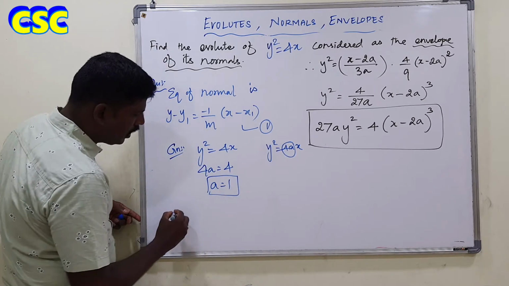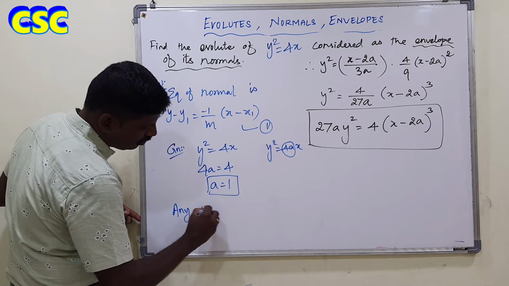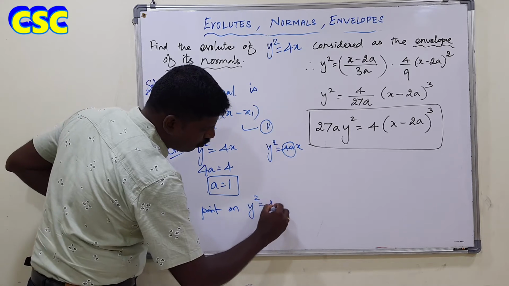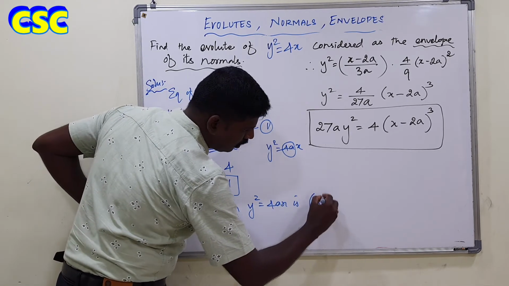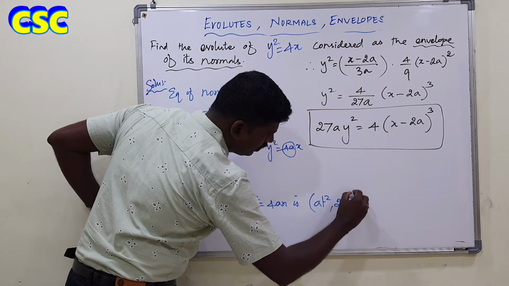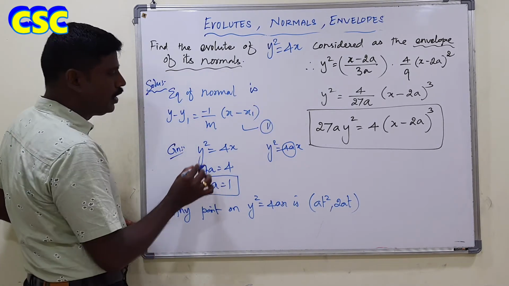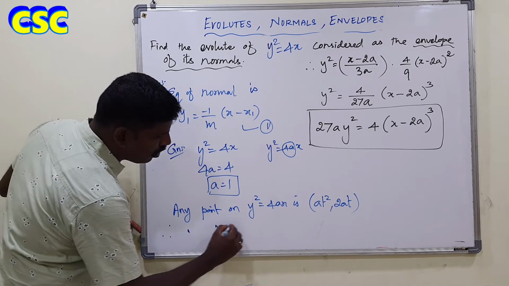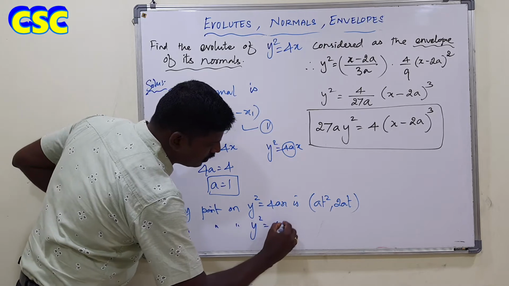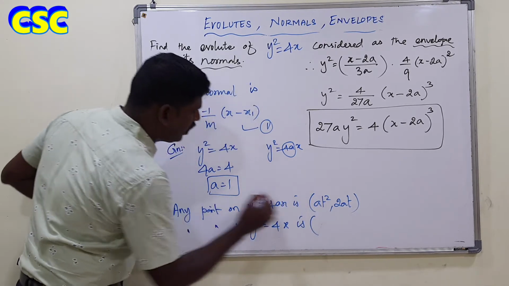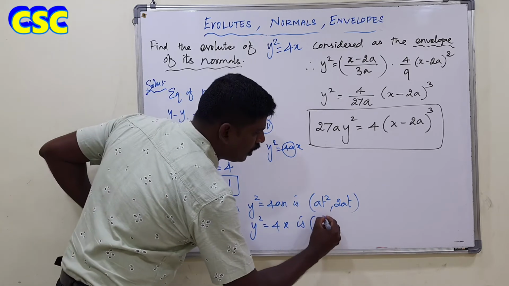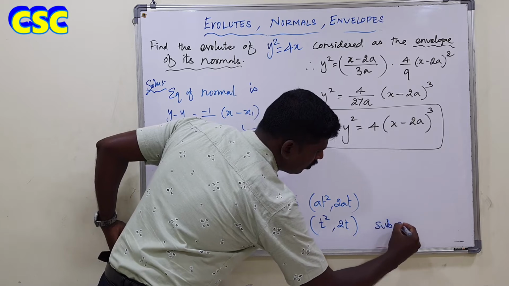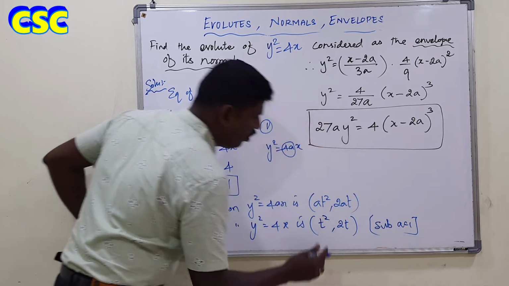Any point on y square is equal to 4ax is (at square, 2at). By substituting a equal to 1 here, you can get any point on this curve y square is equal to 4x. Therefore, any point on y square is equal to 4x, by substituting a equal to 1, becomes (t square, 2t). You can get it.